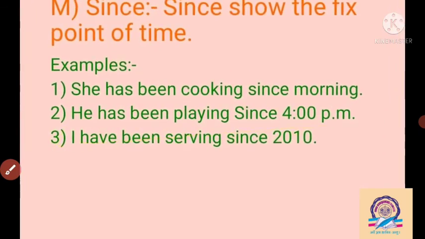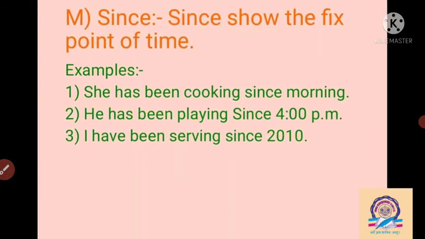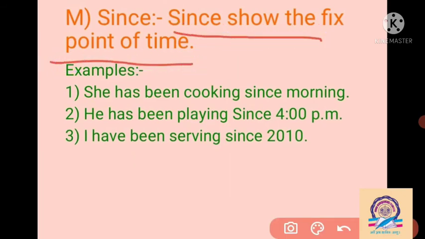Then "since" and "for". We use here since and for. We use since for a fixed point of time. If the work started in the past and now, at the time of speaking, the work is also going on, to show this we have to use since. Like, she has been cooking since morning. Now the cooking work is also going on. She started her work in the morning and now the work continues.